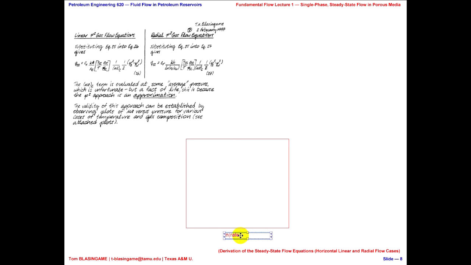And then I plot ln of P sub E squared minus P sub WF squared. I know that doesn't look very good, sorry, but I think you understand what I mean. What happens when I plot that? What am I going to get? What kind of a straight line?